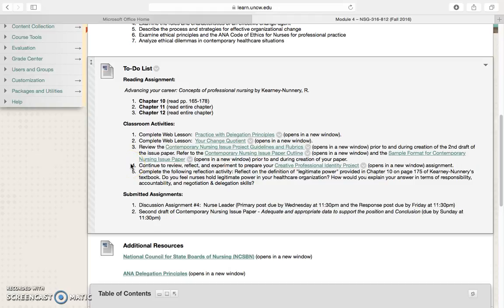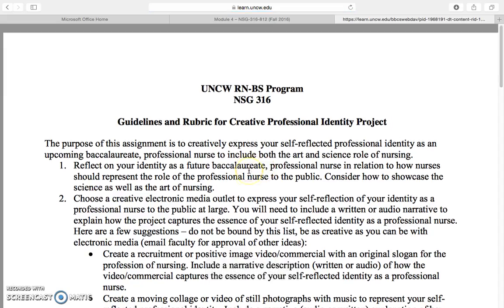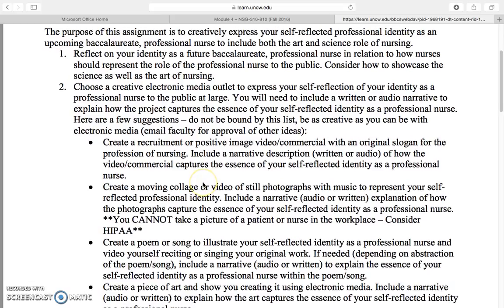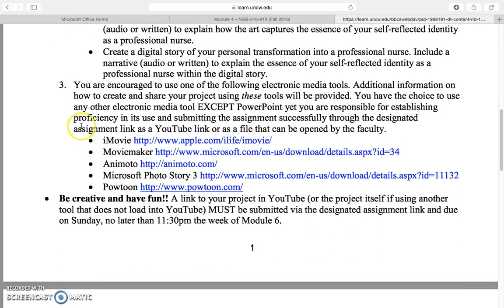Next, we have a copy of the Creative Professional Identity Project rubric again. Let's open that up. So in addition to your directions here, I want to once again point you to these media tools that you should be opening up, playing around with, seeing which one you like, to create your video for your Creative Professional Identity Project, which you will then upload to YouTube and submit as your assignment.